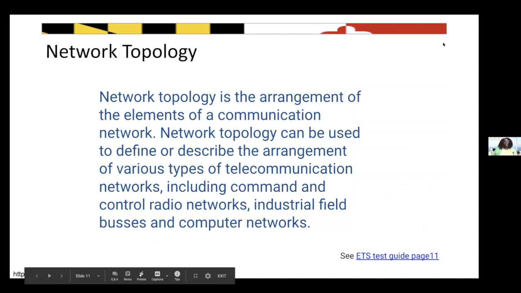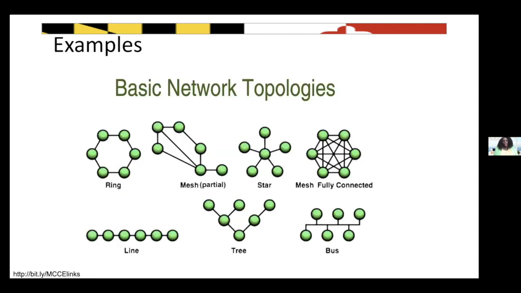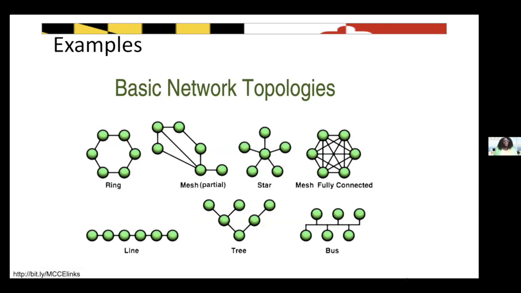So, the next thing we are going to look at is the network topology. It's the arrangement of the elements of communication. Network topology can be used to define or describe the arrangements of various types of telecommunications networks, including command and control radio networks, industrial field buses, and computer networks. That's what a topology is, connections. There are several that you can find out there. So you can find basic network topologies like the ring, the mesh, the star, fully meshed.